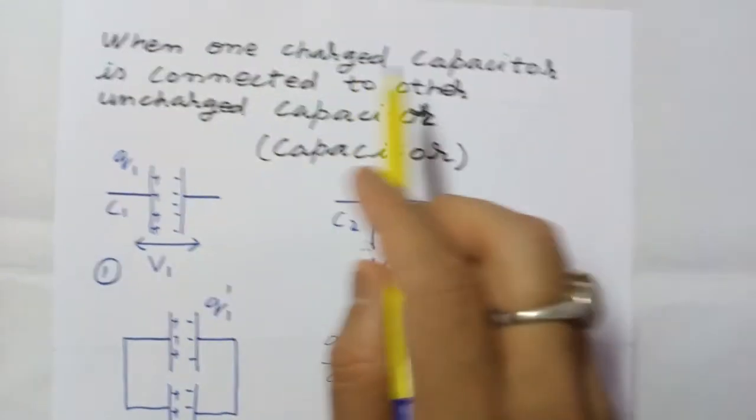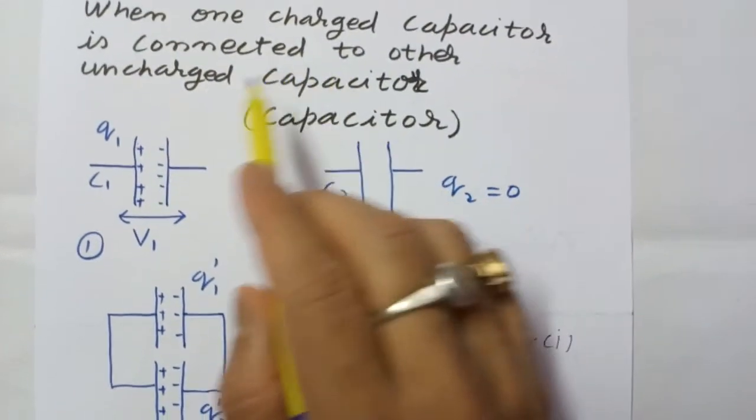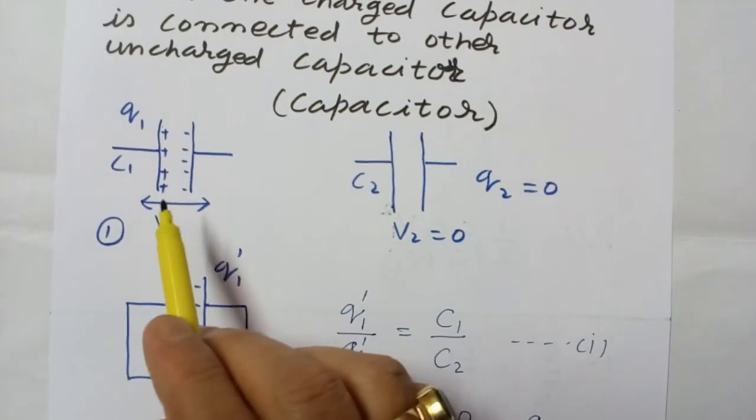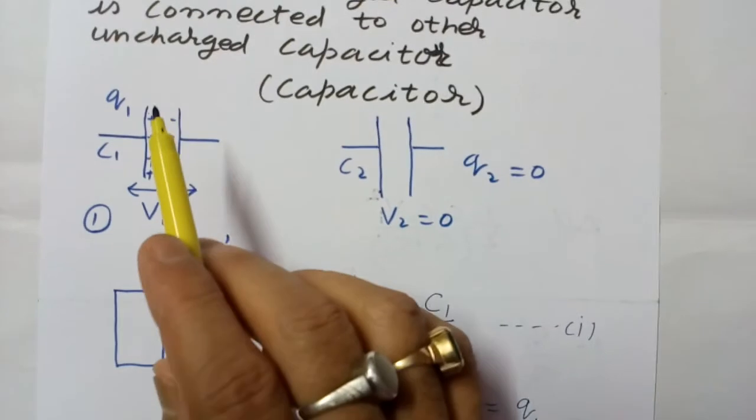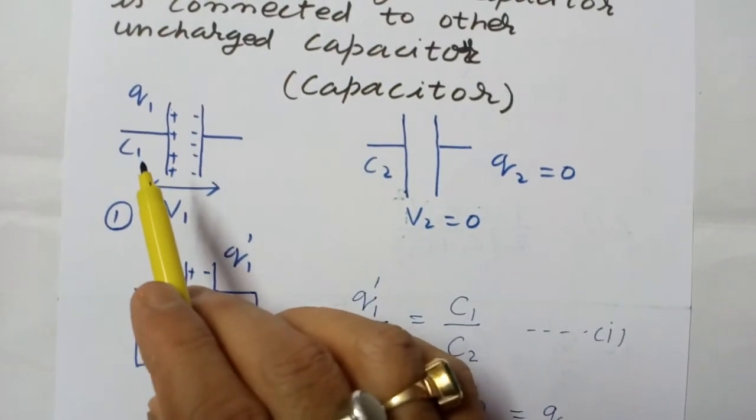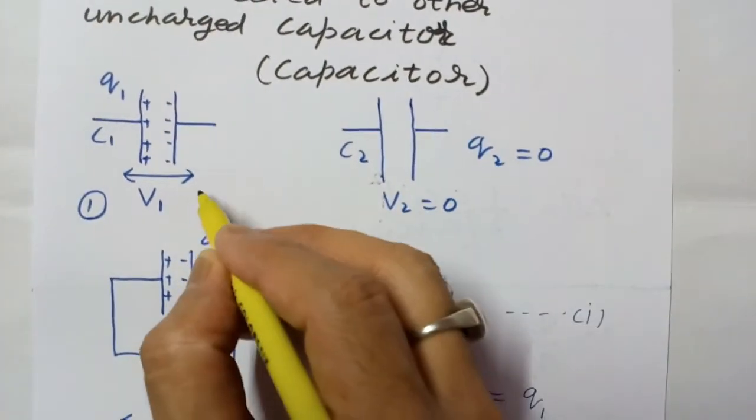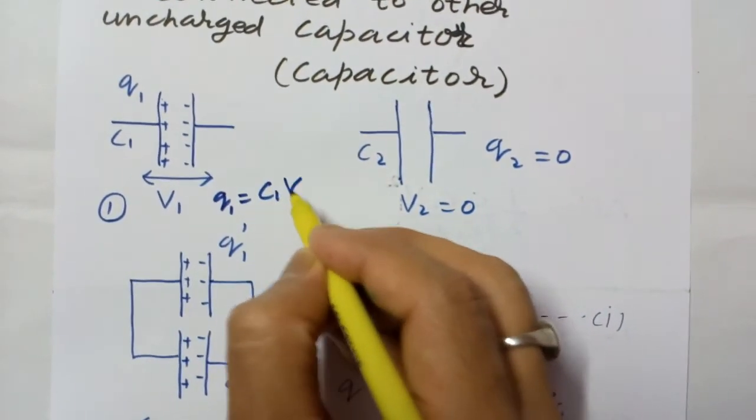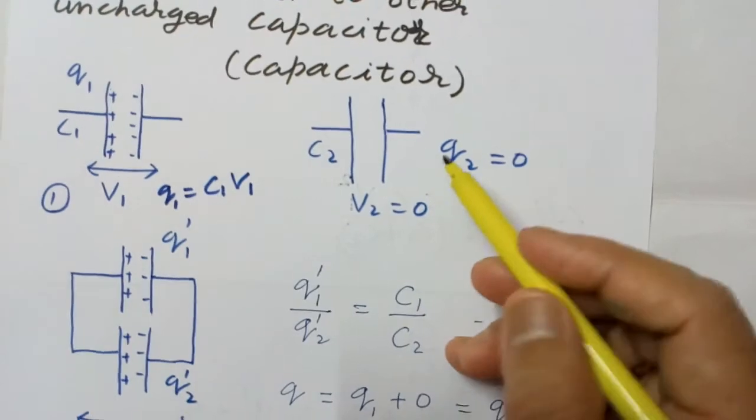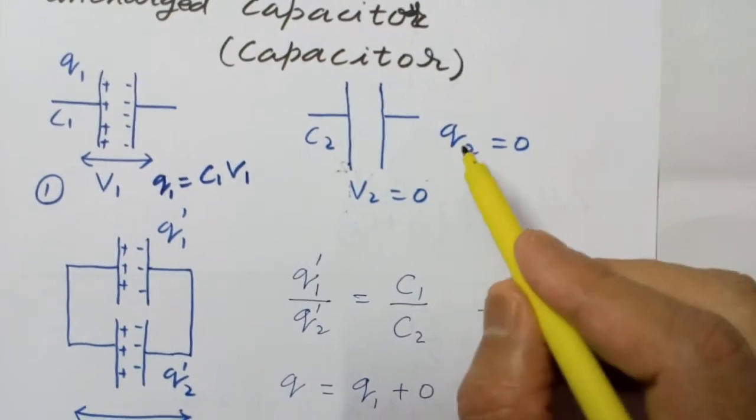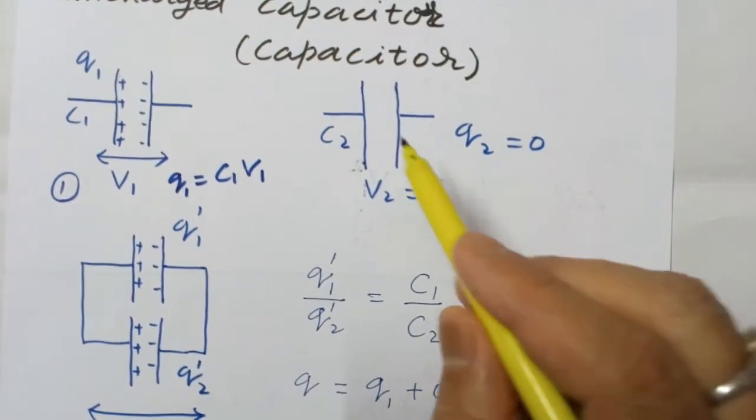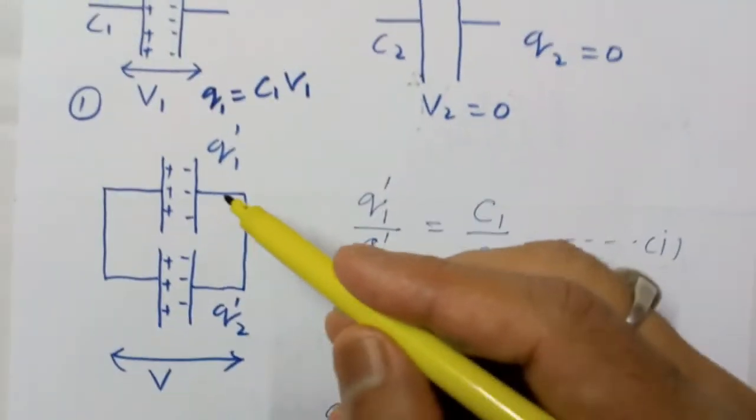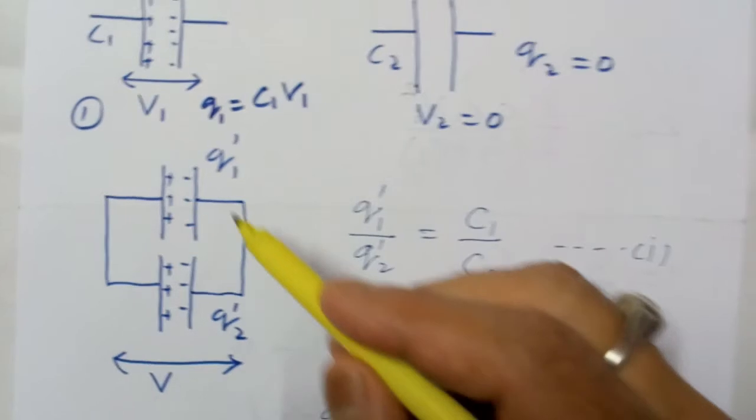Now when one charged capacitor is connected to another uncharged capacitor, suppose capacitor number 1 is charged by a potential V1, so charge on it is Q1 and its capacity is C1. So Q1 will be equal to C1 V1, and let the second capacitor be uncharged, so Q2 is equal to 0, V2 is equal to 0, its capacity is C2. Now when you connect them like this, then there will be redistribution of charge.